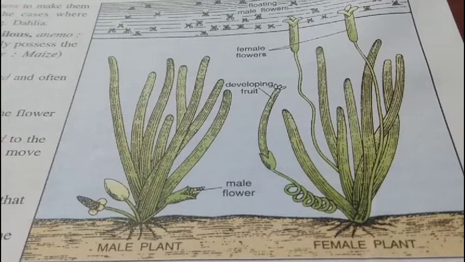Hydrophily or water pollination. The flowers showing hydrophily produce pollen grains in very large numbers. In some plants, the pollen grains have specific gravity almost equal to that of water so that they can easily remain floating below the surface of water. Whereas in some special cases, male flowers float on the surface of water till they meet the female flowers. Such pollination is seen in Vallisneria.